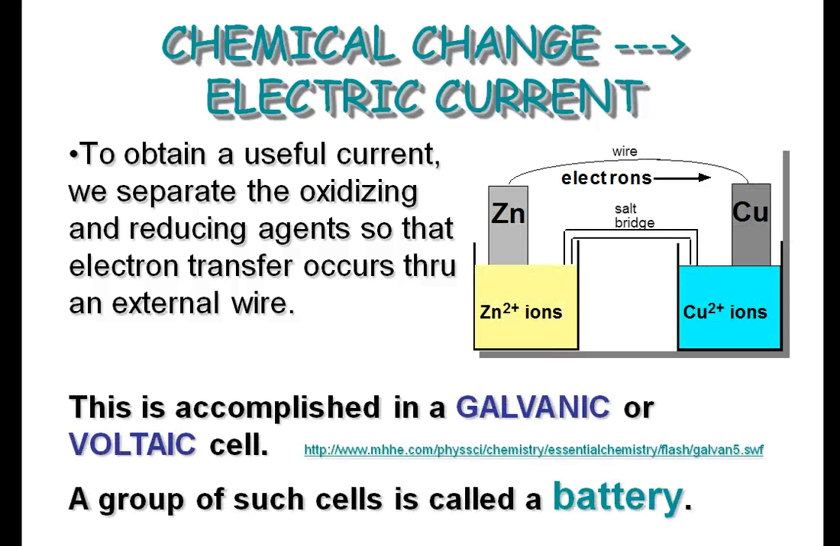Now, this is just a precursor. Again, we're going to go back to this idea. To obtain a useful current, we have to separate the oxidizing and the reducing agent. So you have your reducing agent here and your oxidizing agent here, so that the electron transfer can occur through this wire.